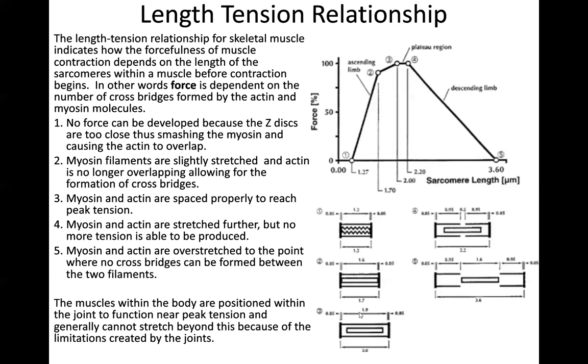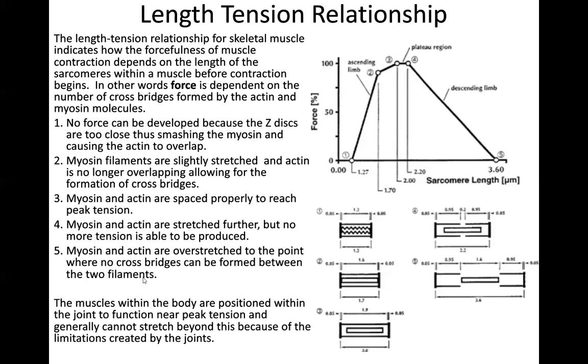Okay, and points 3 and 4 are where we're at the perfect stretch, the perfect overlap between the thick and thin filaments, and then we can have the perfect number of cross bridges. Okay. Point 5, look what happened to the sarcomere here. Here's the thick filament, here's the thin filament. They're no longer overlapping. Is there any way for a cross bridge to be formed there? If there's no cross bridge, no force can be produced. Okay. So in point 5, myosin and actin are overstretched to the point where no cross bridges can be formed between the two filaments.